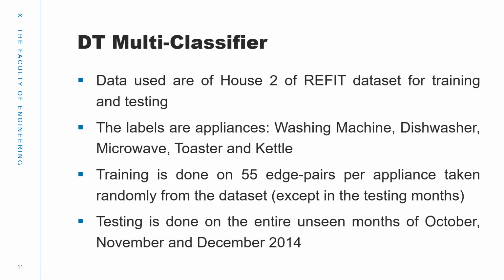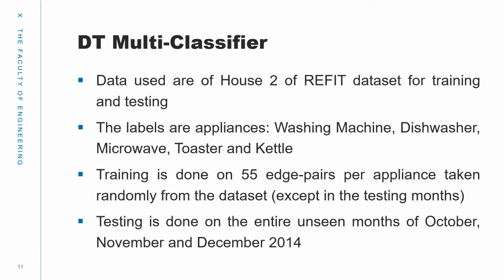For the DT multi-classifier, data used are of house 2 of REFIT for training and testing. The appliances used are washing machine, dishwasher, microwave, toaster, and kettle. These appliances are chosen because they are common in most houses, and include appliances with similar power signatures, such as washing machine and dishwasher, which thus cause the most misclassification. These appliances include a mix of single on-off state, such as kettle, and multi-state appliances, such as washing machine.